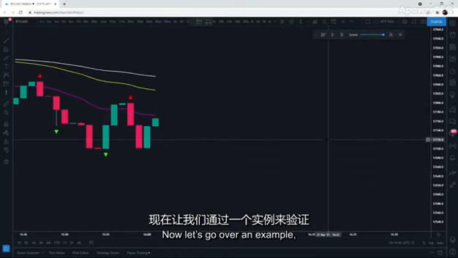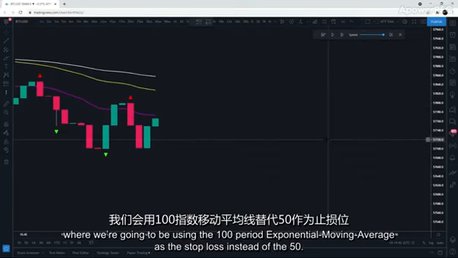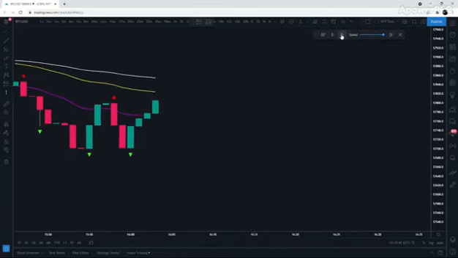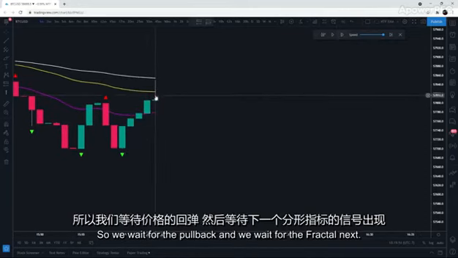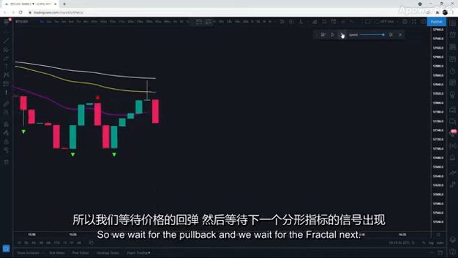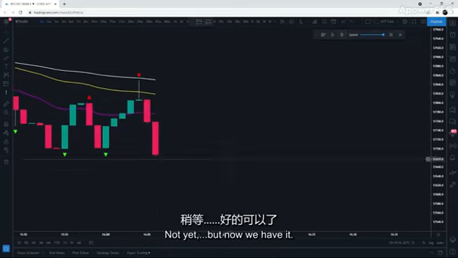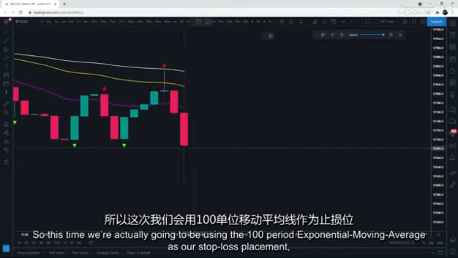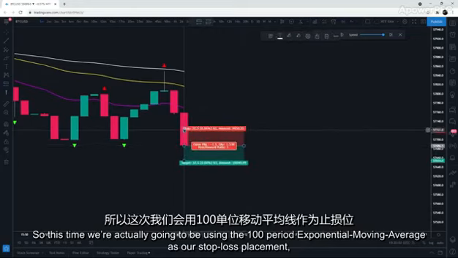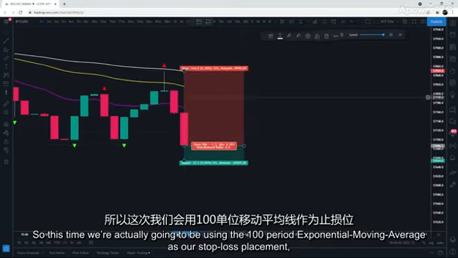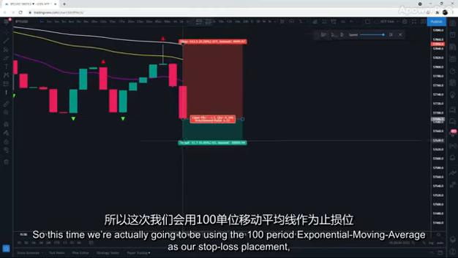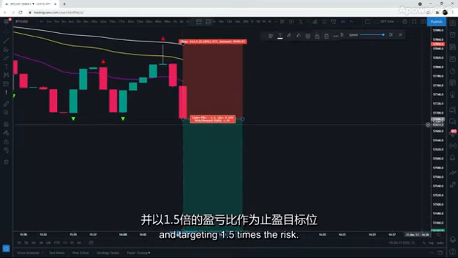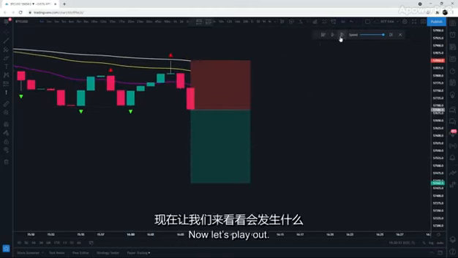Now let's go over an example where we're going to be using the 100-period exponential moving average as the stop loss instead of the 50. So we wait for the pullback, and we wait for the fractal next. Not yet, but now we have it. So notice how price pulls above the 50-period exponential moving average. So this time we're actually going to be using the 100-period exponential moving average as our stop loss placement and targeting 1.5 times the risk. Now let's play it out.